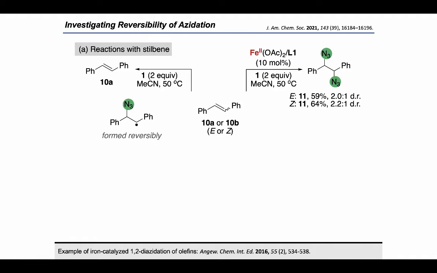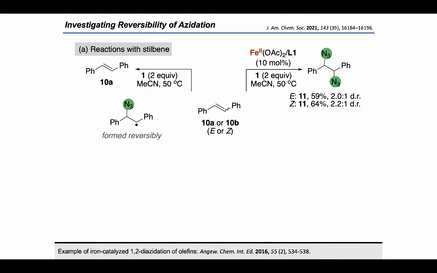Under the standard catalytic conditions, by replacing the alkane with Z or E stilbene, the diazide 11 was obtained in 59 to 64% yield. Without the iron(II) catalyst, however, Z-stilbene isomerized to E-stilbene. This result is in agreement with homolysis of the I-N bond occurring under the standard reaction conditions without iron.